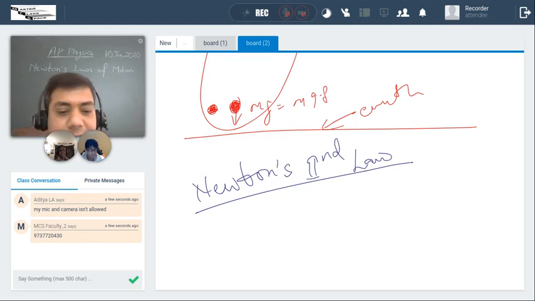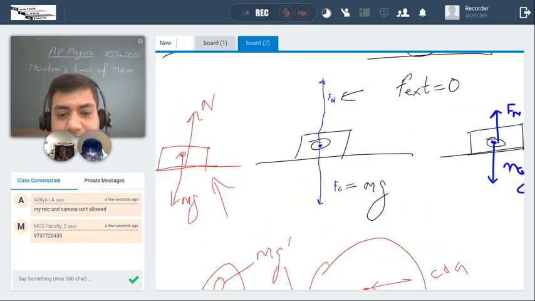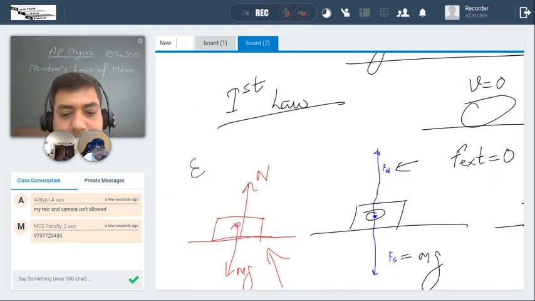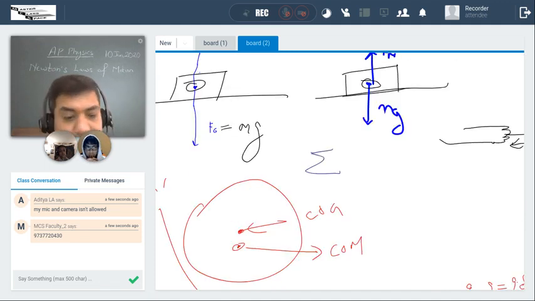So guys, the first law deals with equilibrium. The equilibrium concept comes from the first law. I write it down here also. Equilibrium is when the summation of all the forces comes out to be 0. The equilibrium concept comes from this one. Summation of all the forces, this sigma is called summation.